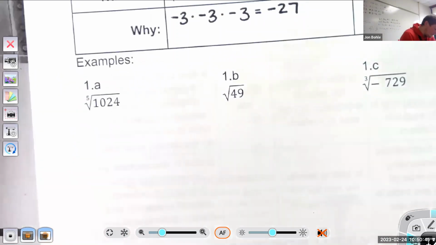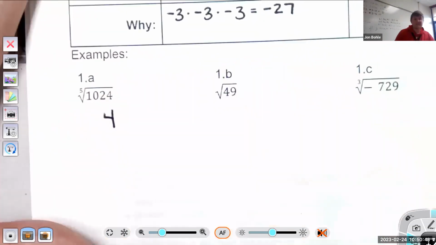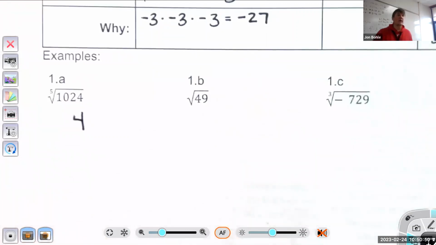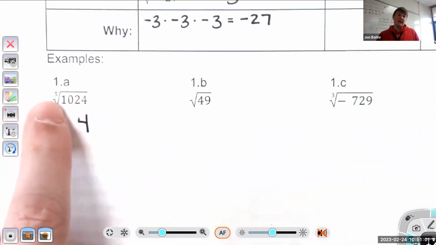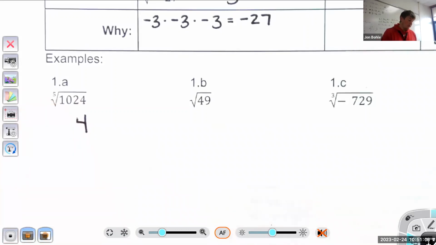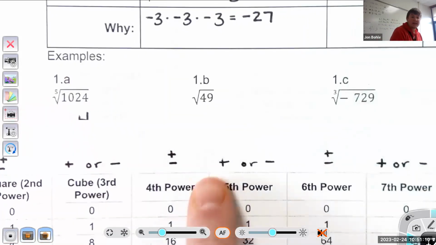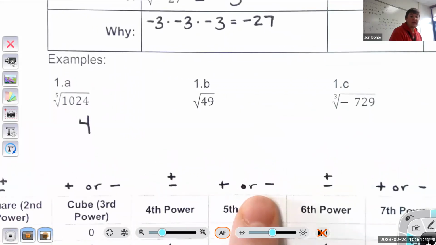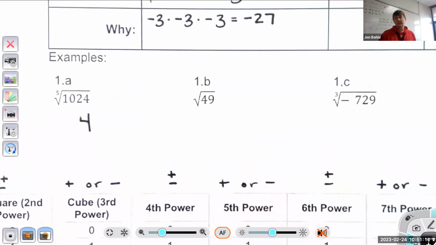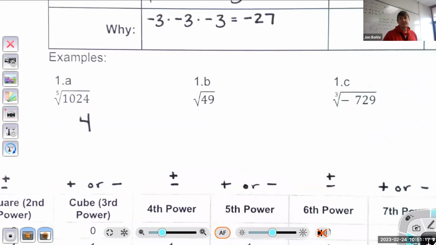Okay, now here's a question. Is it positive 4? Is it negative 4? Or is it positive and negative 4? Positive and negative. Anybody else think differently? What root am I taking? 5. Is that odd or even? Odd. That means it's either plus or minus, not both. Look, it's positive or negative. So mine would be just positive 4. Just positive 4.